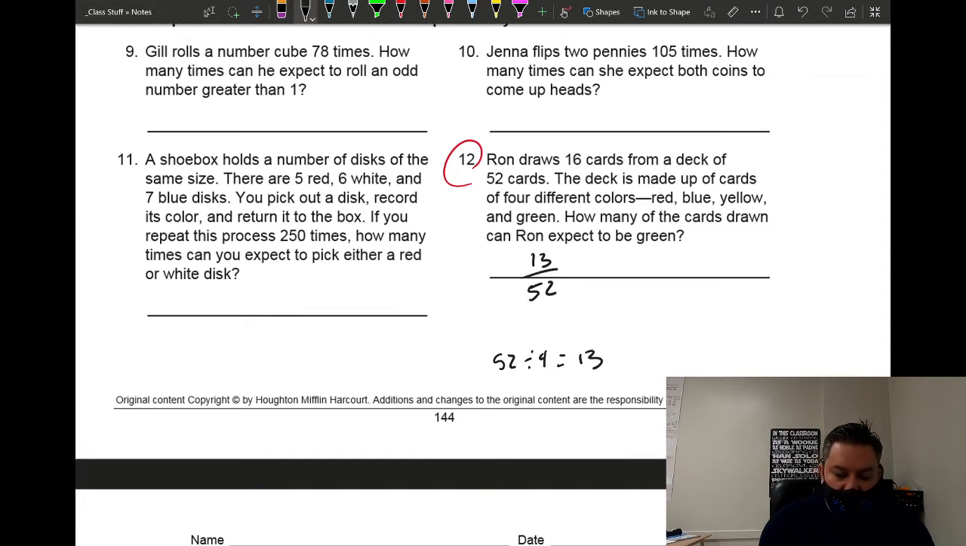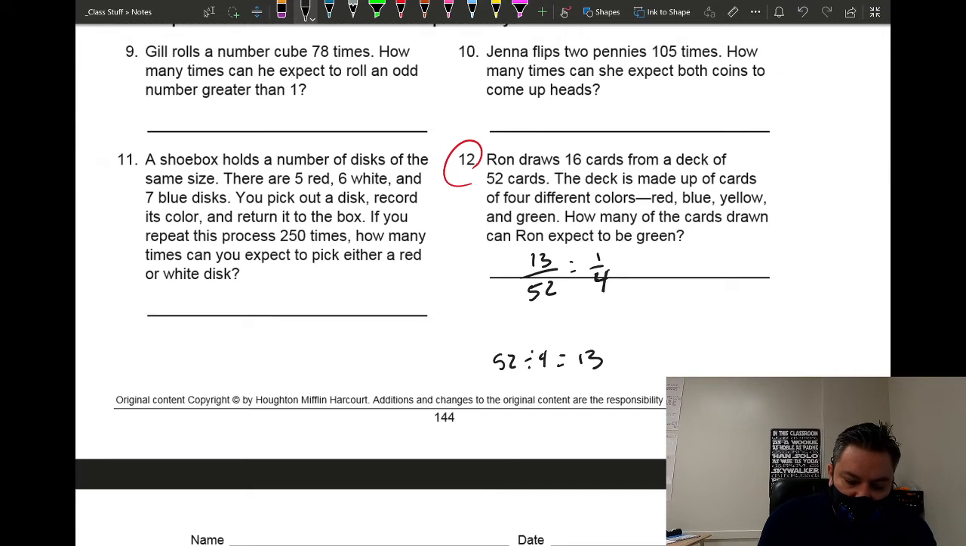So that is the probability of getting a green card out of the deck, 1/4. How do I know it's 1/4? Because 13 out of 52 is 1/4. Now, the probability of getting green is 1/4, right?